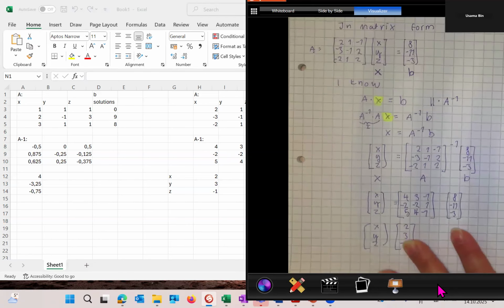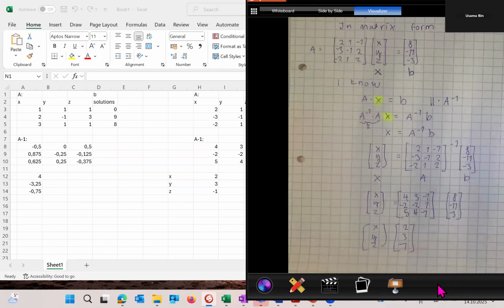X comes 4, 3, negative 1. Yeah, so that's part of... Yeah. You don't need to understand it. There's no need to understand it.